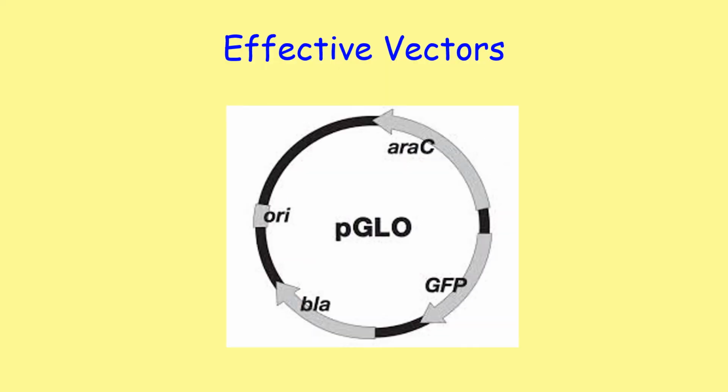So what we're going to look at next is effective vectors. Now, what I've got a picture of here is something called the pGLO plasmid. As you remember, the plasmid is our vector that's going to carry our gene of interest into the new organism. Now, it's not just the gene of interest that we need to have in our vector. So you can see within this pGLO plasmid, we have something called the GFP gene on the bottom right-hand corner. This stands for the green fluorescent protein.